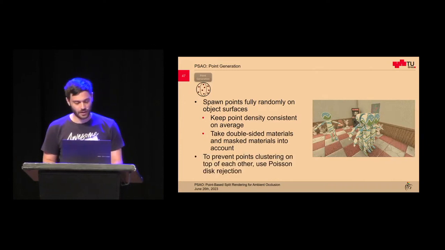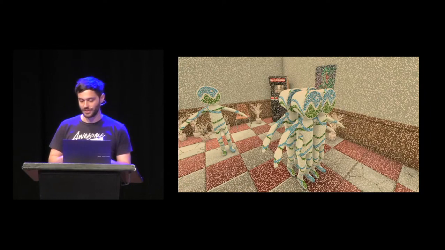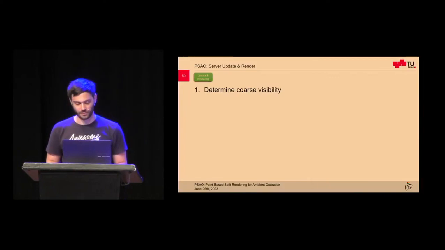And to prevent points from clustering on top of each other, we use Poisson disk rejection to make sure that they're very uniformly spaced. Here's an example of just using the uniform point distribution, where you can see that points are clumped up together. And with the Poisson disk rejection, the points are much more evenly spread across the surfaces. Here the points are visualized as these white quads on the surfaces.